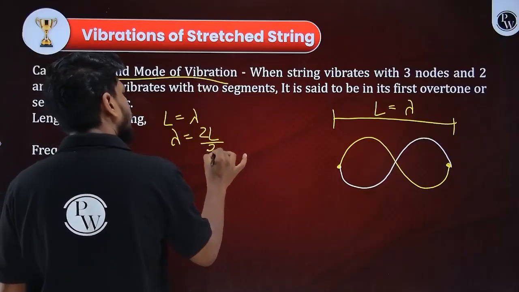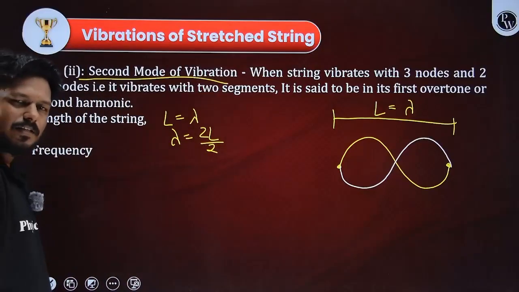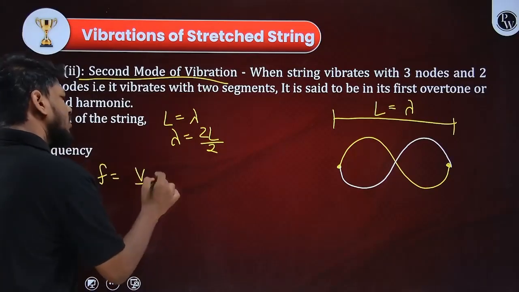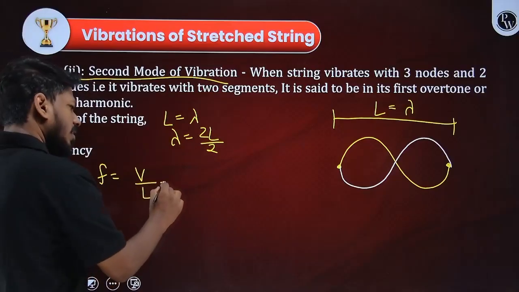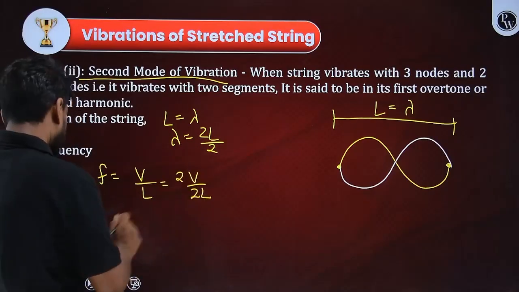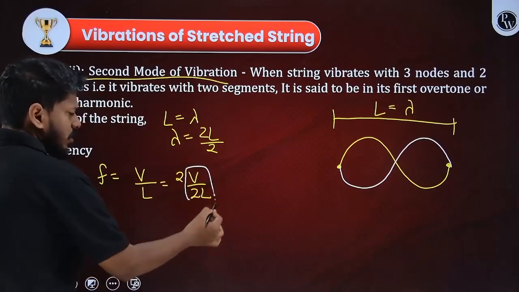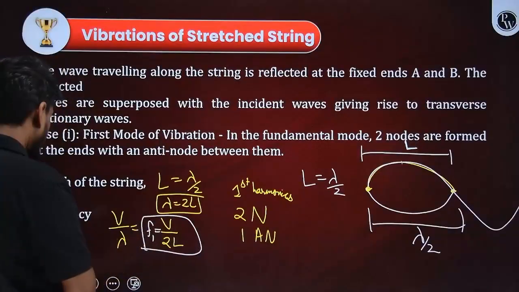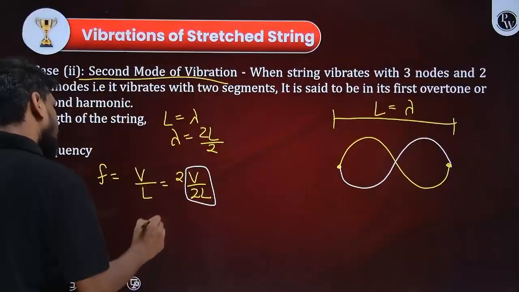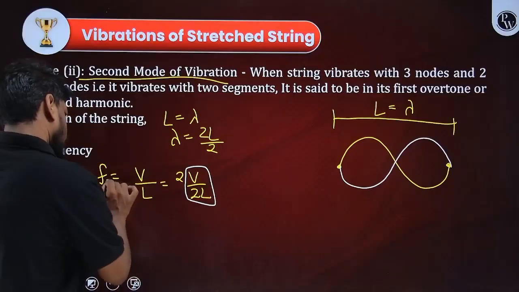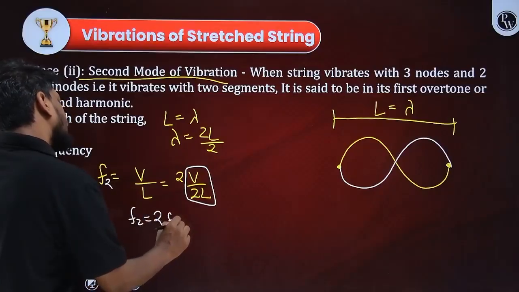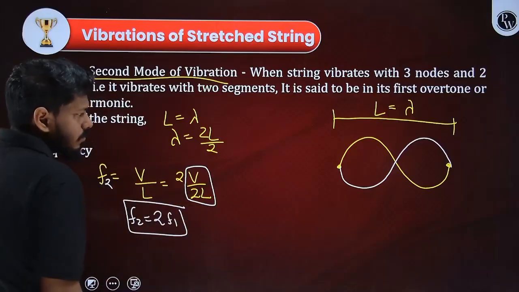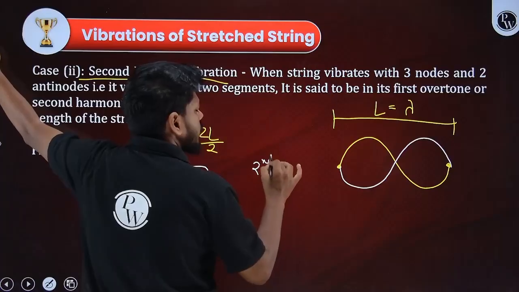Can I write this as 2L by 2? Sir, why unnecessary things? There is some point in it. My frequency is equal to velocity by lambda, and lambda can be written as L. Or can I write this as 2V by 2L? Yes, but why the unnecessary thing? V by 2L is my fundamental frequency. So can I write that the second harmonic is 2 times the first harmonic? Yes. That is why I wrote 2V by 2L.